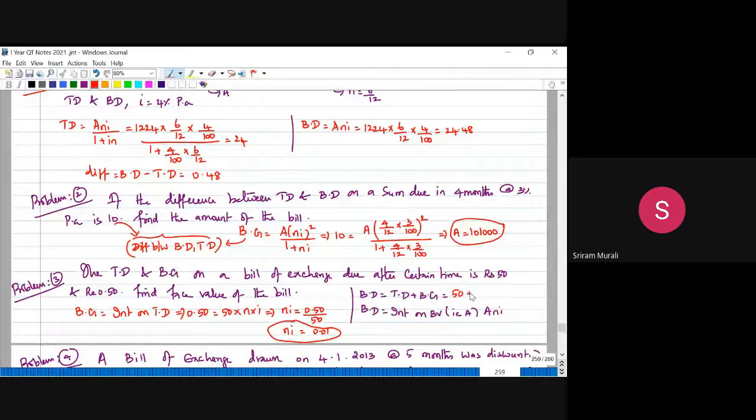So true discount is 50, banker's gain is 0.55. So banker's gain is 0.55, which is equal to the interest on this, that will be A into N into I. So NI will be equal to, that is equal to 50.